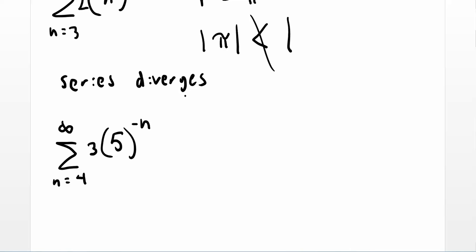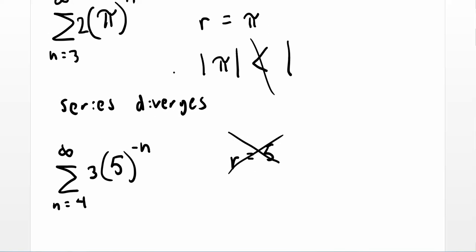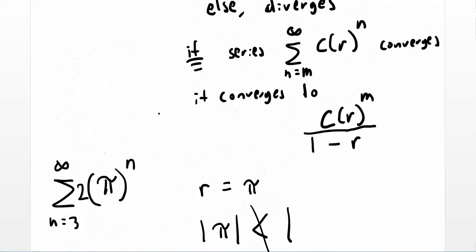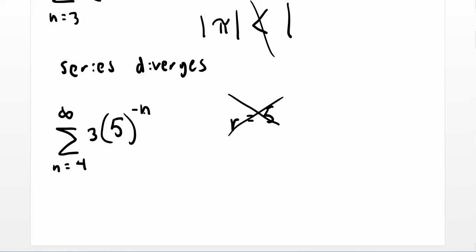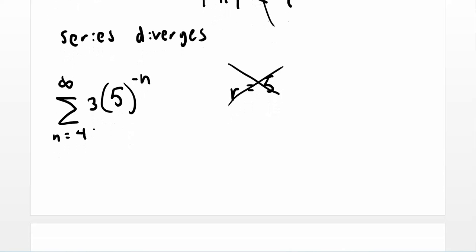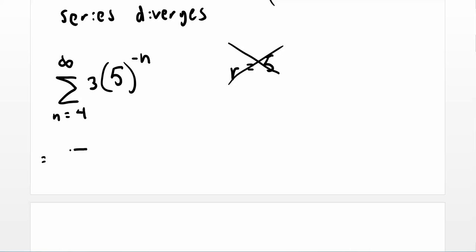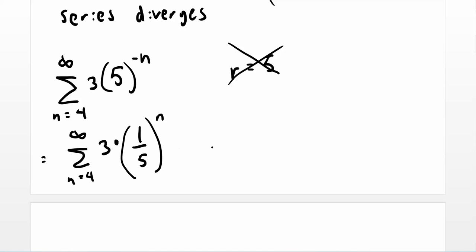Okay, so you may be tempted to think that your r value is 5. It's not. Remember that a geometric series has a very specific form. It has to be r to the n. We don't have that. We have r to the negative n, or we have 5 to the negative n. So we can write this instead as a series n equals 4 to infinity of 3 times 1 over 5 to the n, using our properties of exponents. Now we see that r is 1/5.